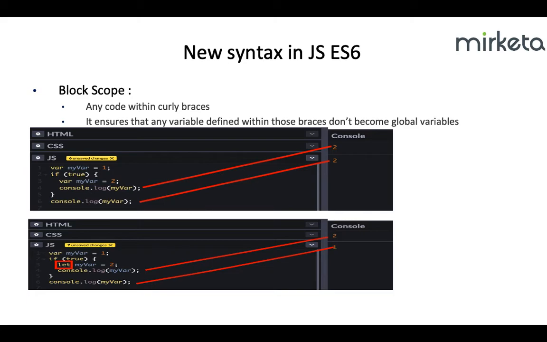Here you can understand what a block is. A block is any code within curly braces. Block scoping ensures that any variable defined within those braces doesn't become a global variable. Here ES6 introduced let, which holds values within the scope. If you see this code, the values look good. So the value is 2 within the block scope, and 1 for the global variable.